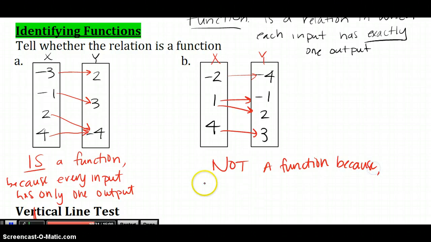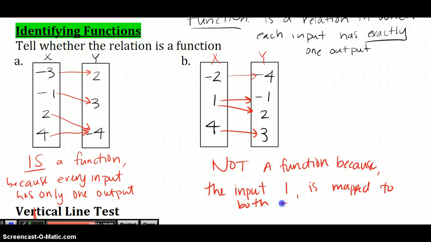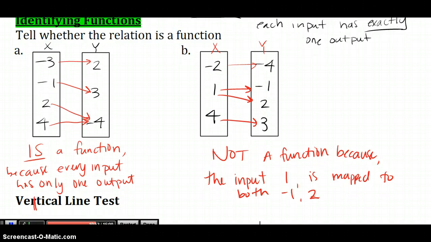because the input 1 is mapped to both negative 1 and 2. So a function is every input only has one output.